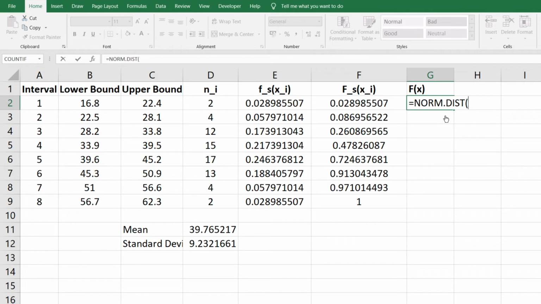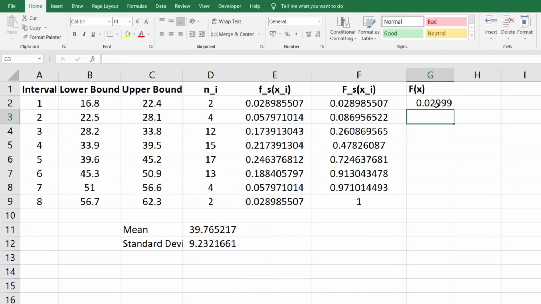Itong X, ang isa-select natin for X ay yung upper bound. So, itong 22.4. And then, comma, the mean, na-compute na natin yung mean, i-select lang natin yung mean na ito, and then comma, standard deviation, i-select lang natin yung standard deviation, and then cumulative true. Okay, cumulative is true. And then close parenthesis and then equals. Ito na ngayon yung probability less than 22.4. Okay, lahat ng less than 22.4, ito na yung kanyang probability.